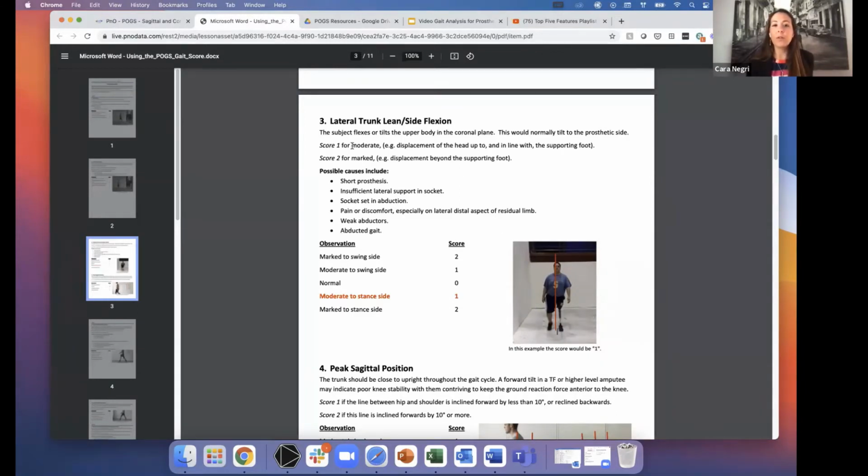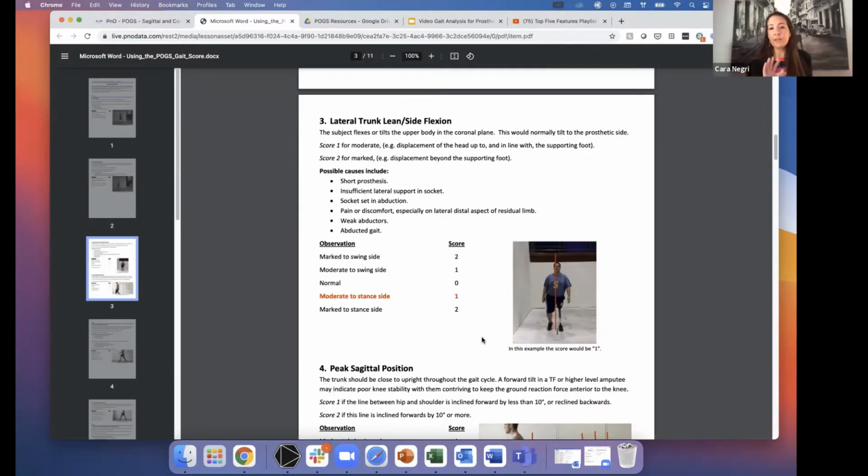So we would score 1 for moderate, if the displacement of the head is up to and in line with the supporting foot, or score 2 for a marked displacement, meaning that the displacement of the head is beyond the supporting foot. So I really like to keep these notes open while you're first starting to use these scores.